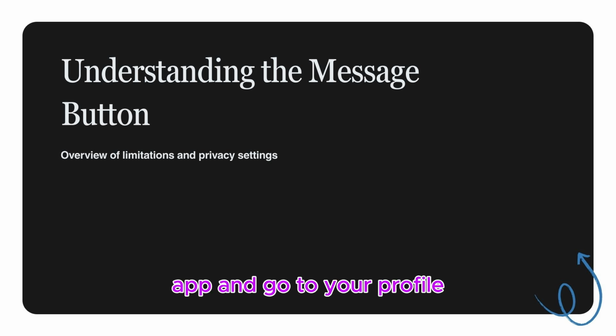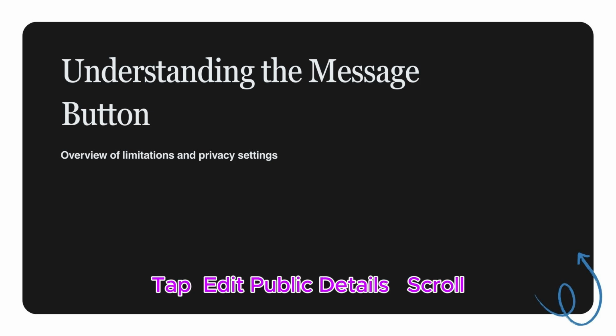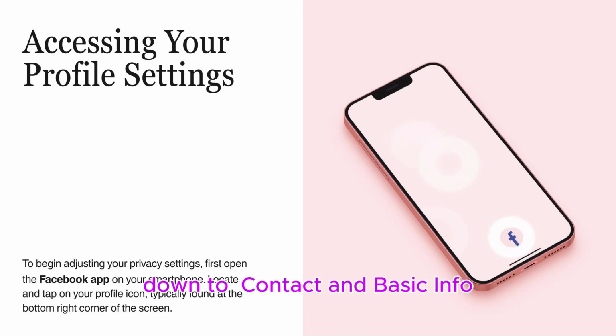Open the Facebook app and go to your profile. Tap the three dots under your bio to edit your profile. Tap Edit Public Details. Scroll down to Contact and Basic Info. Here you can control the visibility of your contact info but not the main message button.